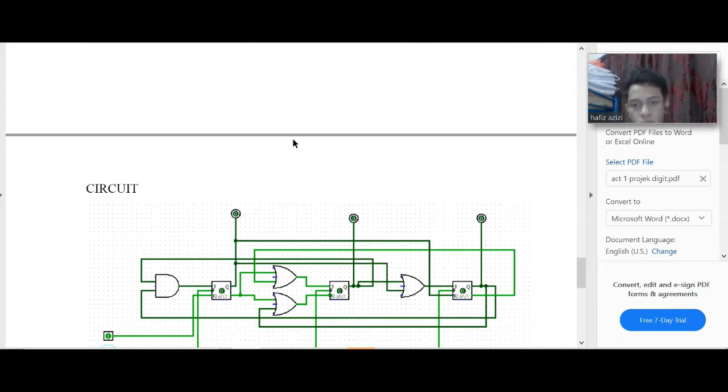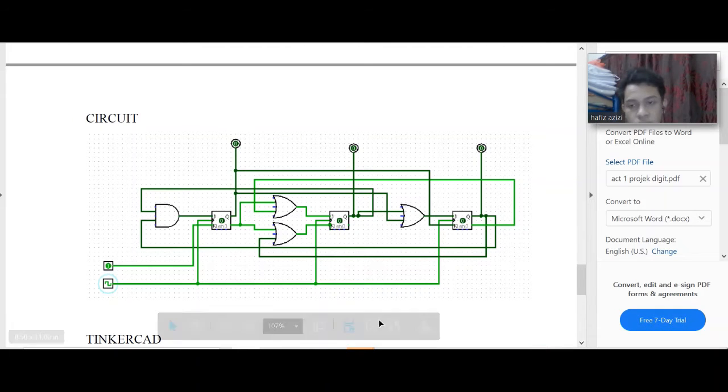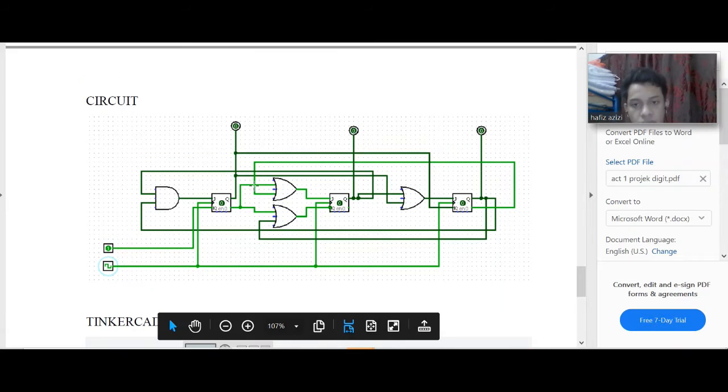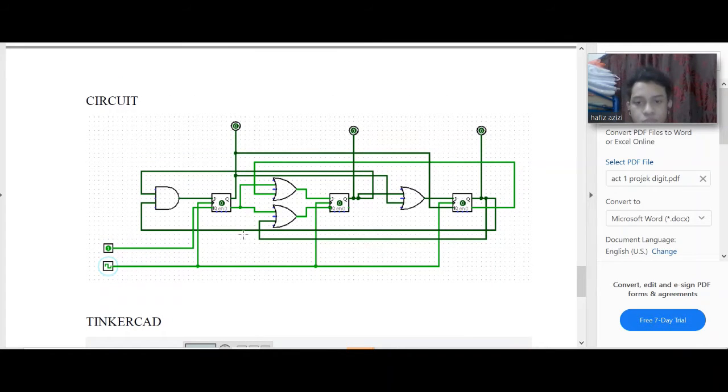Okay, next is my circuit. Okay, so this is my circuit. I use 1 AND gate and 3 OR gates. Okay, this is flip-flop A, flip-flop B and flip-flop C. And I take the output from Q of each JK flip-flop.